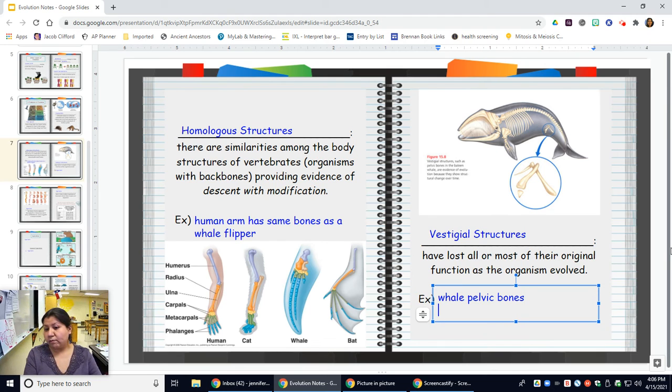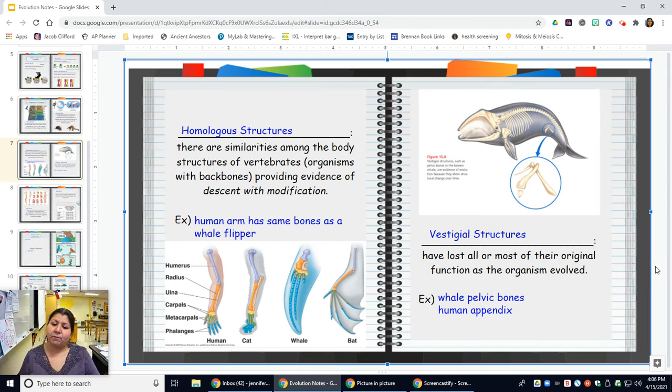Okay, so another one that's a vestigial structure. So for us, the human appendix. Okay, you probably have heard of people getting their appendix removed, and that's because we don't need it. And doctors are actually in debate as to what it was actually used for.